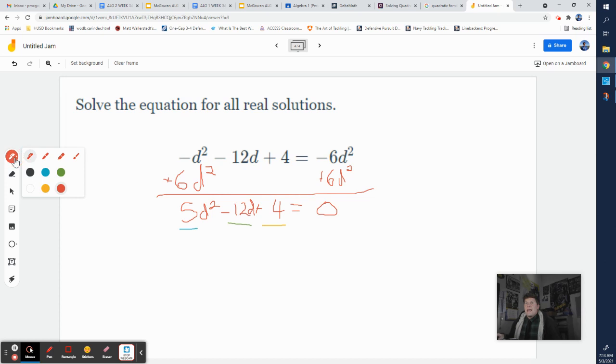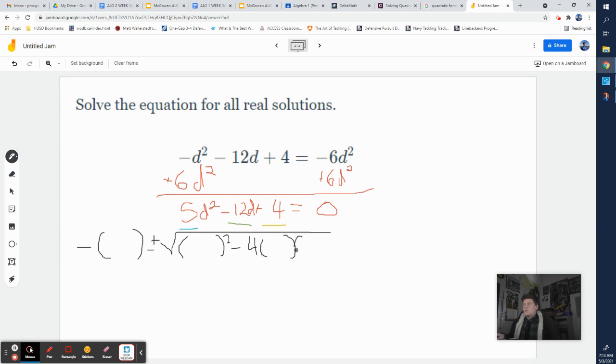We want negative b plus or minus the square root of our discriminant, which is b squared minus 4 times a times c, and it's all divided by 2a.